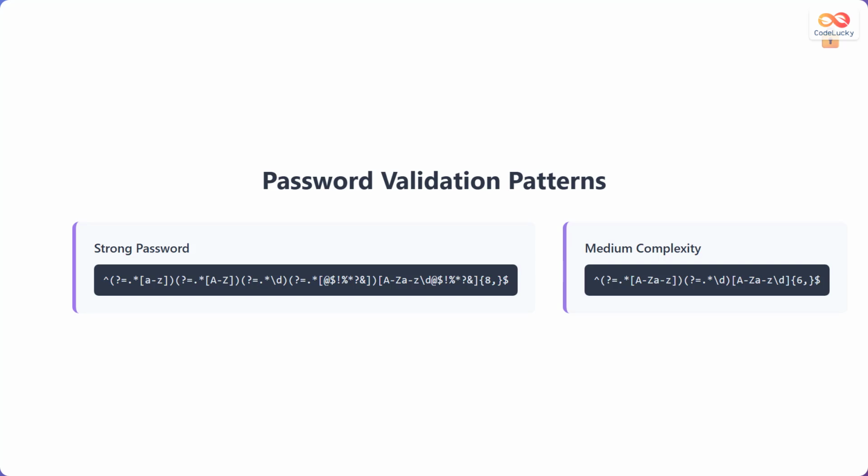The second one is for a medium complexity password. This pattern requires at least 6 characters, 1 letter, and 1 digit. The pattern is as follows: open parenthesis, question mark, equals, dot, asterisk symbol, open square bracket, uppercase A to Z, lowercase a to z, close square bracket, close parenthesis, open parenthesis, question mark, equals, dot, asterisk symbol, backslash, lowercase d, close parenthesis, open square bracket, uppercase A to Z, lowercase a to z, backslash, lowercase d, close square bracket, curly bracket open, 6 comma, close curly bracket, dollar symbol.